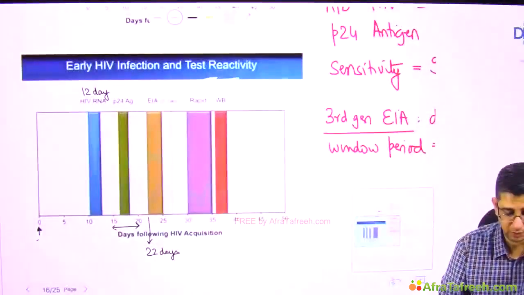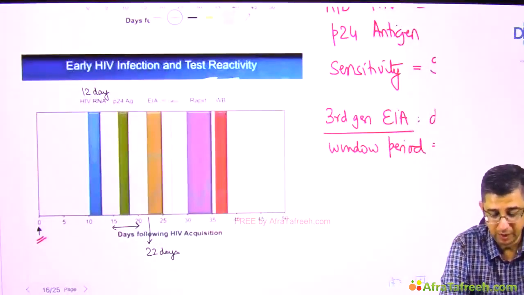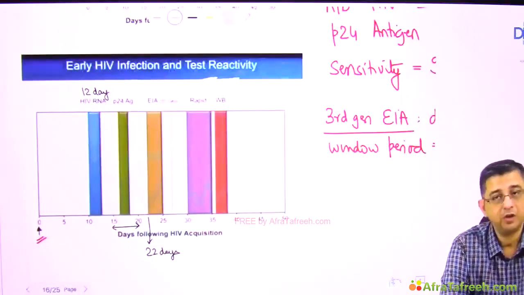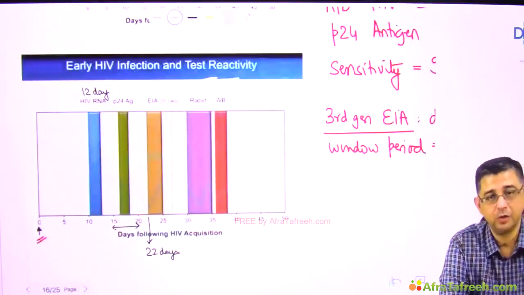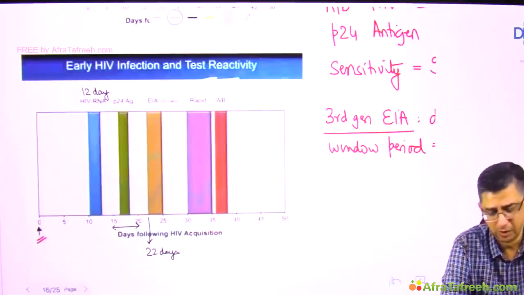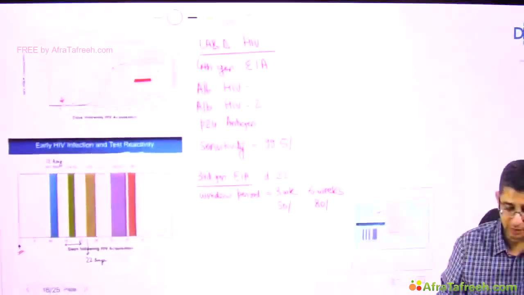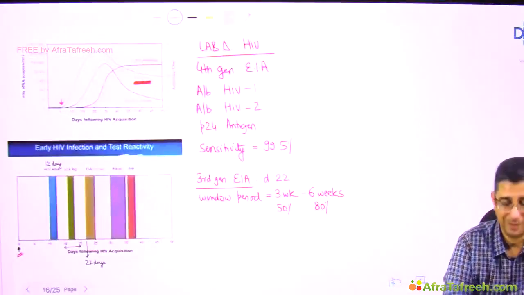Do remember that if day 0 is when somebody got infected, then HIV RNA will usually be positive by day 12 in most cases, and you would be able to pick up the infection. P24 antigen will start turning positive between the 15th and 20th day, that is between the 2 to 3 week period. Then there is the older generation enzyme immunoassay, and Western blot turns positive from something like 30 days onwards. The basic message is that for identification of this infection, we have to go in for an ELISA.